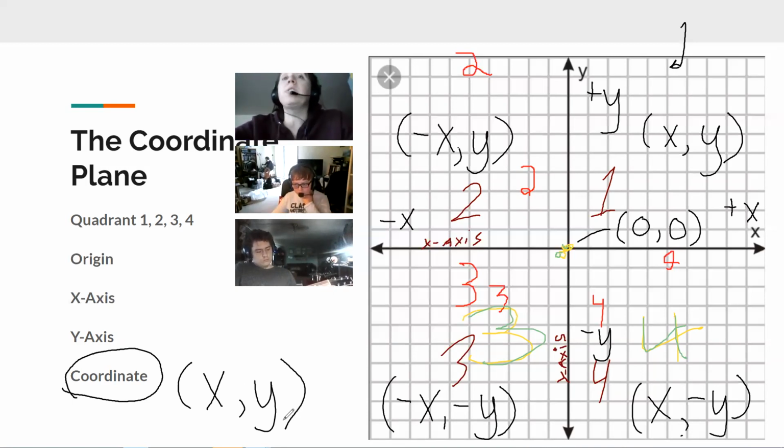Sound good? Any questions, my friends? Everybody remember that? Yeah, very good. Someone put a sample point on there. That's absolutely correct. If you have the point -2, 1, that would be like saying to the left 2 and then up 1. Good. Nice job.